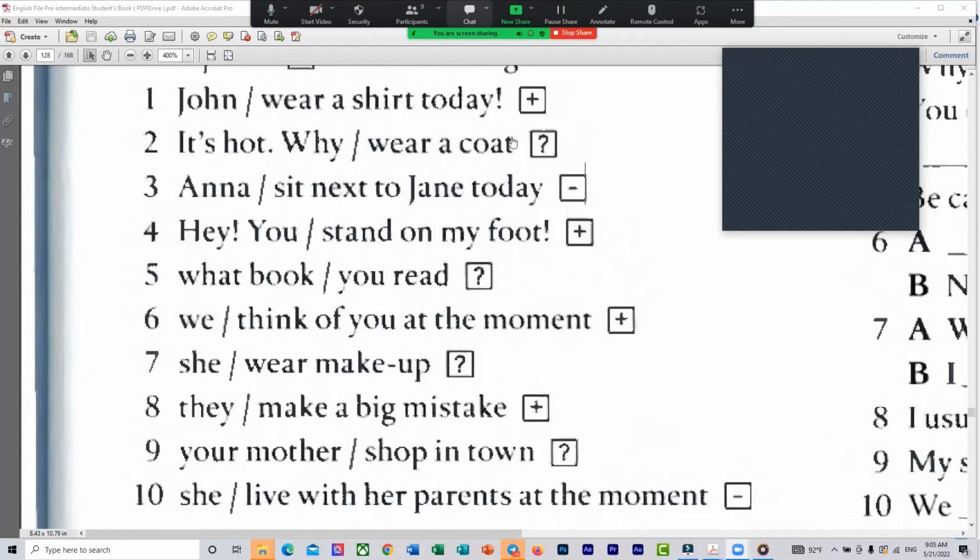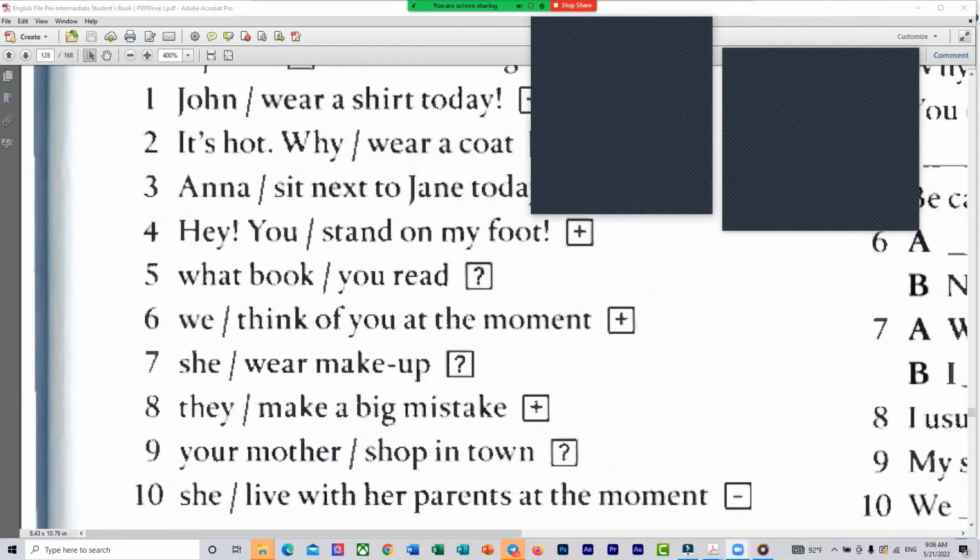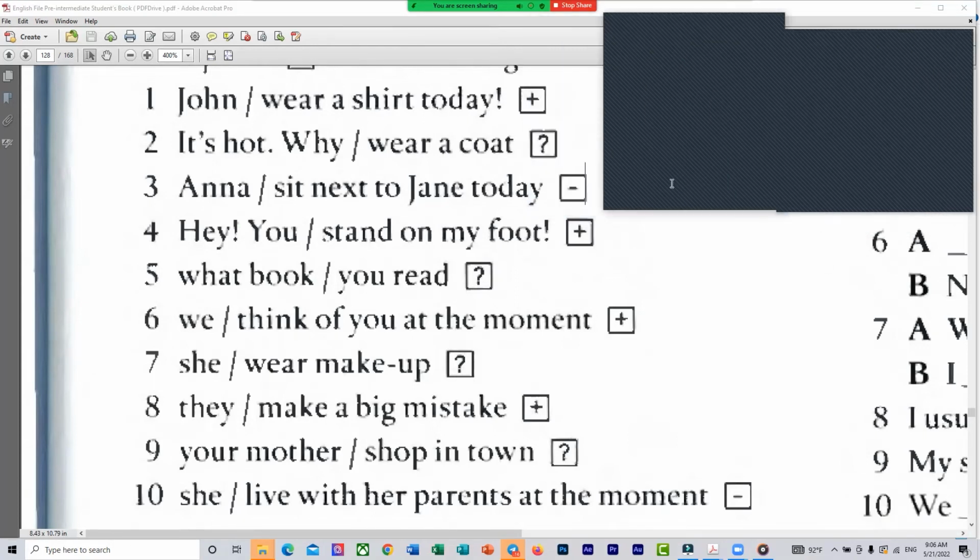Boray, what is your answer for number 1? Number 1, John is wearing a shirt today. Okay, so number 1, the main form is wearing. Number 2, question form. Chair, could you pass to other one because I'm a bit busy. Yeah, sorry. Amara?